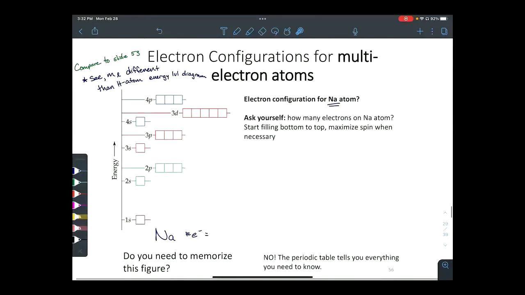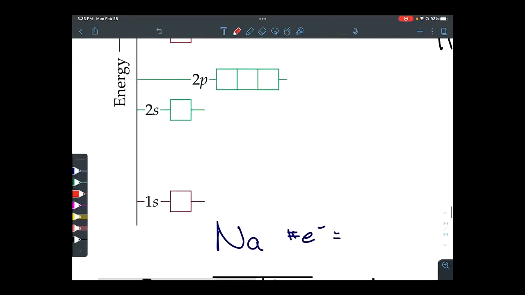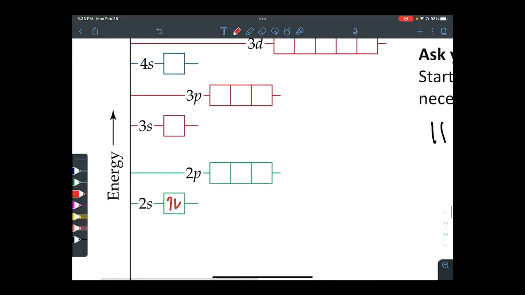All right, so let's do an electron configuration for sodium here. So it's the same strategy. Ask yourself, how many electrons are on sodium? 11. So that means we have 11 electrons to fill. Where do we start? 1s, the bottom. So we go 1, 2, 3, 4 in the 2s. Next we go to 2p, because that's the next one. So 4, 5.